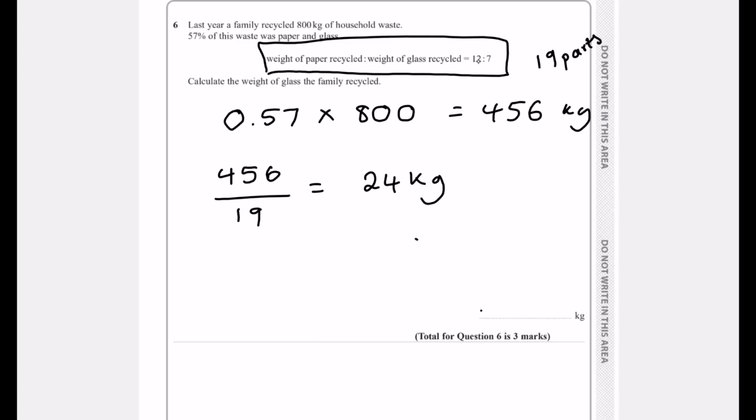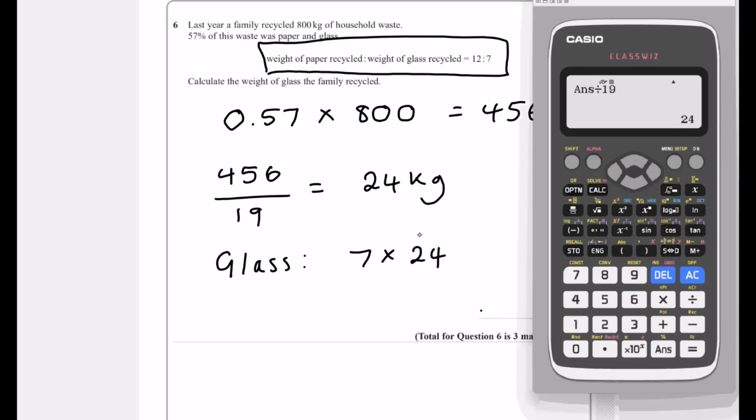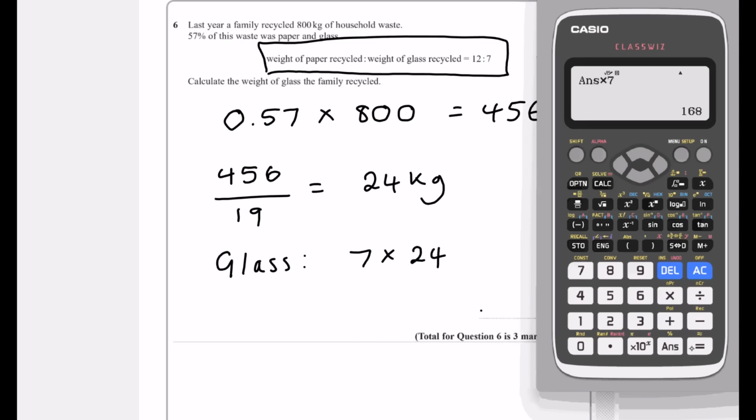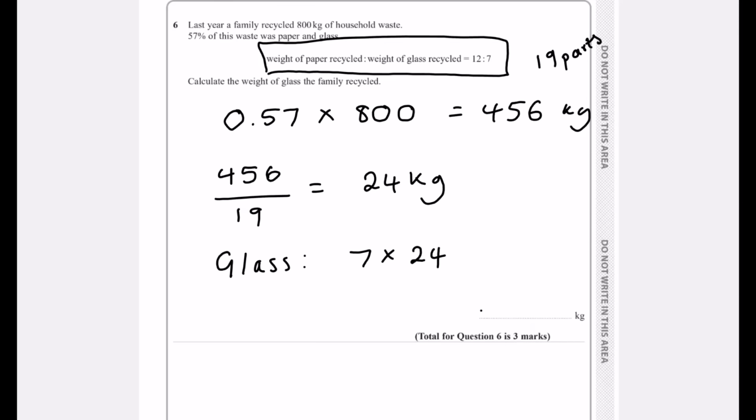So for paper, we've got 12 lots of 24. And for glass, we've got 7 lots of 24. We only care about the glass. So 7 lots of 24 is 168. So 168 kilograms is our answer.